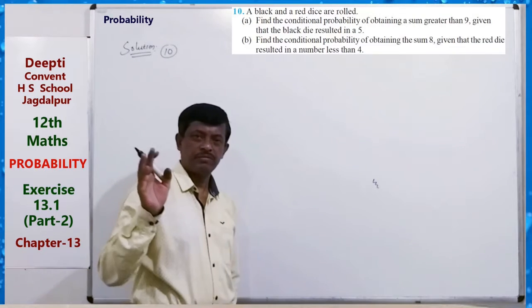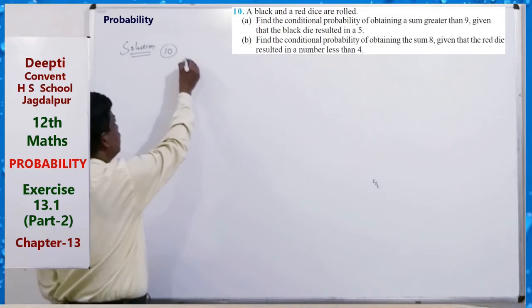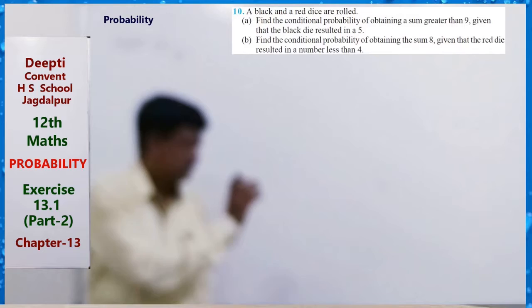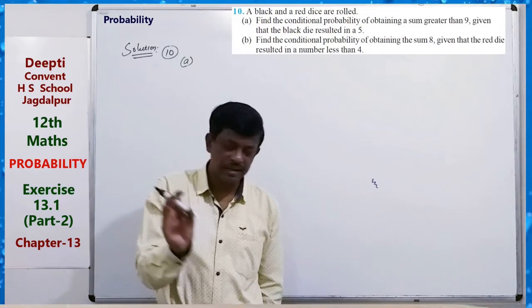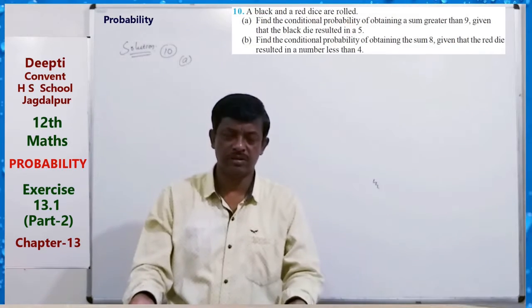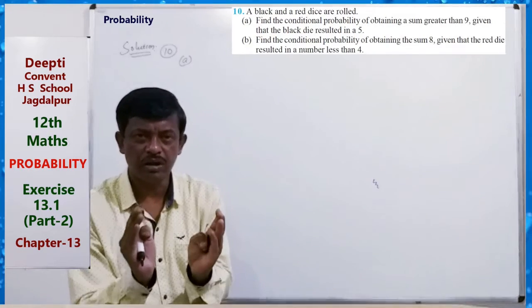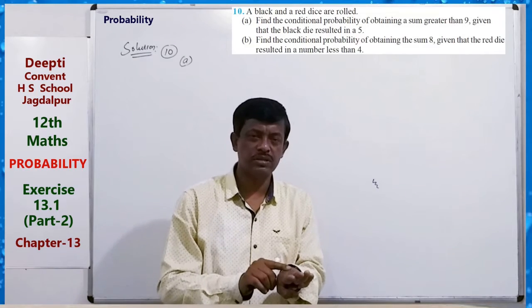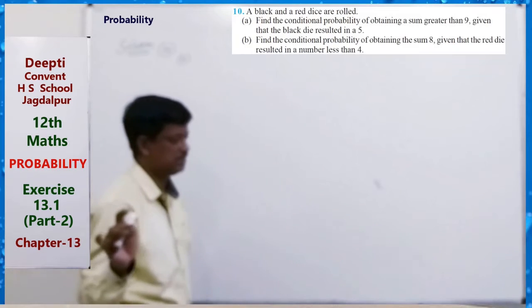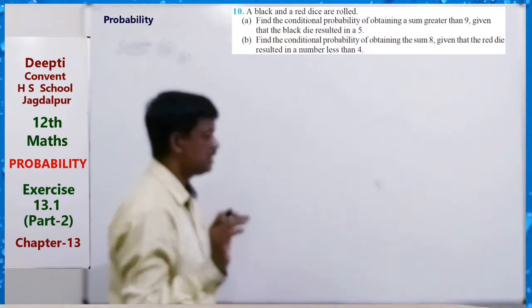So here, for the first part, there are a black die and a red die. There are two dice rolled. Suppose, considering the outcome, the first shows the number from the black die and the second from the red. Then we find the conditional probability of getting a sum greater than 9.